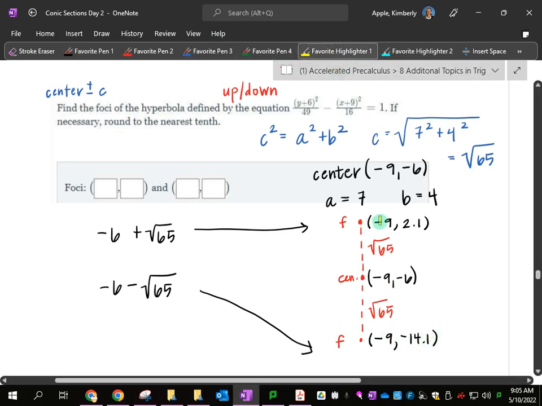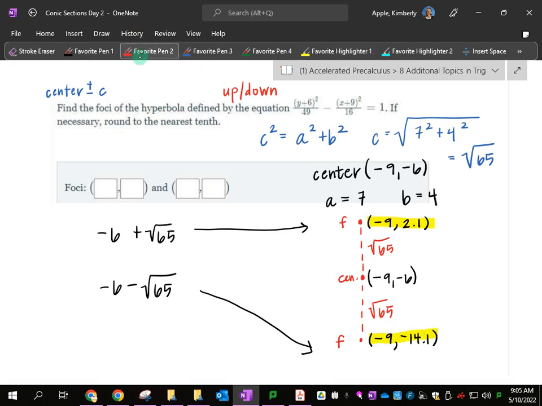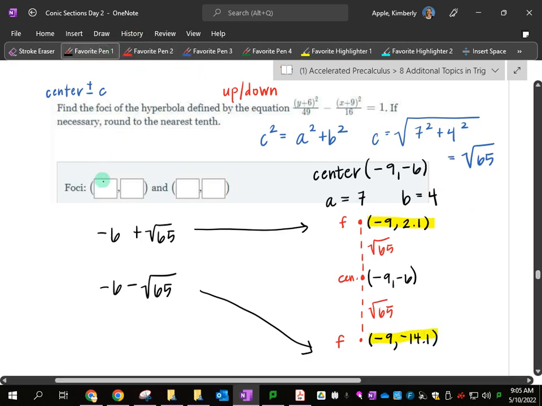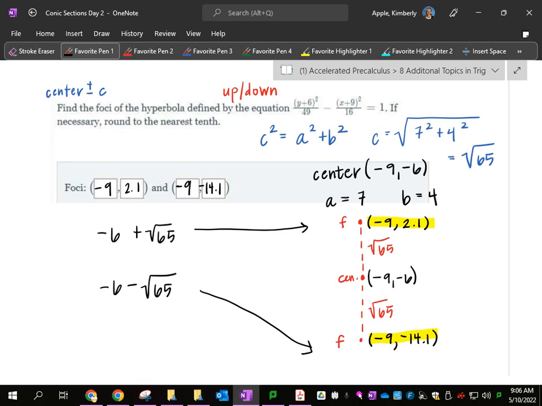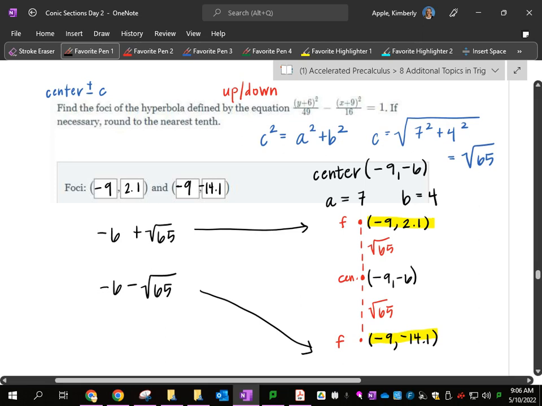So let me highlight these. So this is a focus, and this is a focus. And together they make the foci. So negative 9, 2.1, and negative 9, negative 14.1. So you see, it's really just the same repetitive idea over and over with very small adjustments. So now it's the easy part.